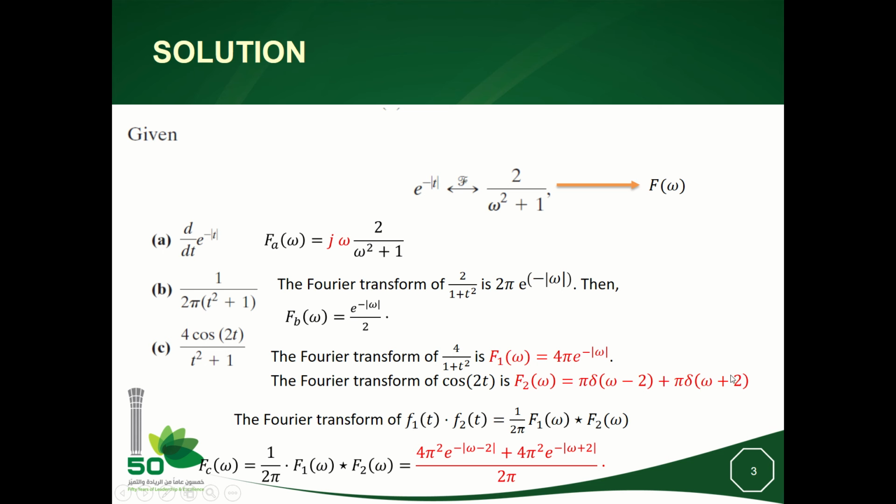When I make a convolution of this part with this part, it will be the same function evaluated at the argument omega plus 2. And I will not forget, of course, the factor of 1 over 2 pi, which is here. So this is the final result related to item C. It means the Fourier transform of this function is equal to this function Fc.